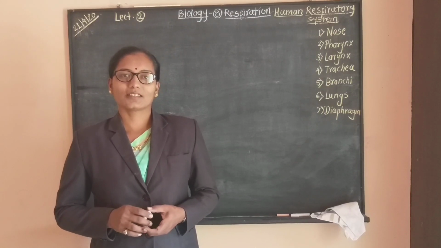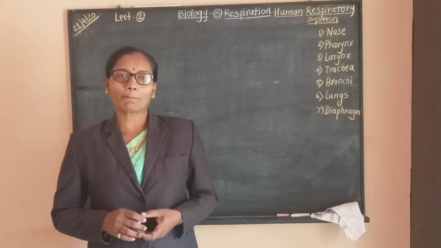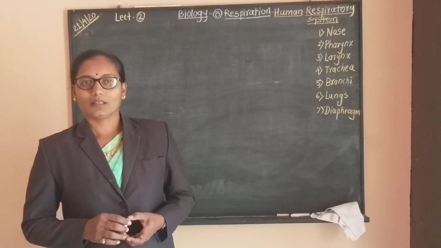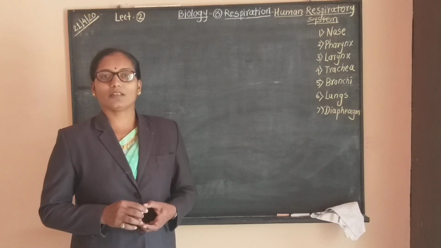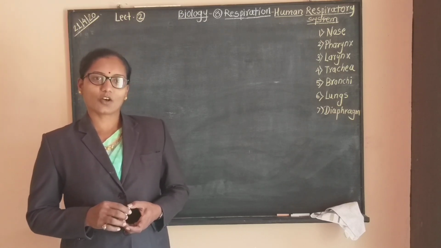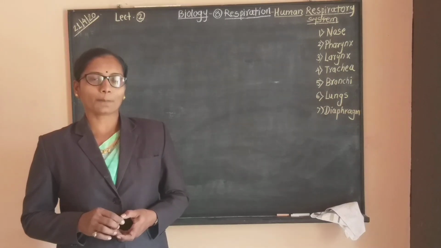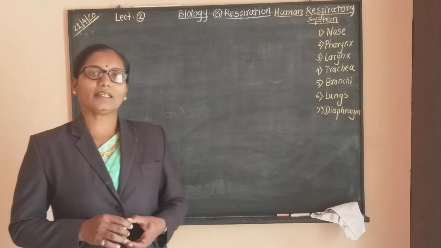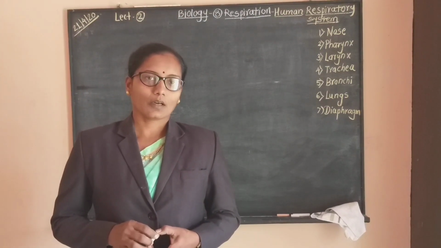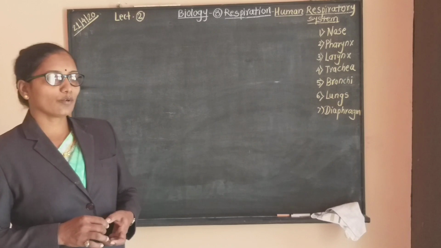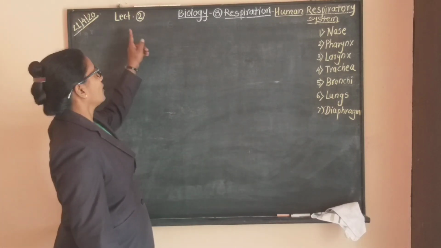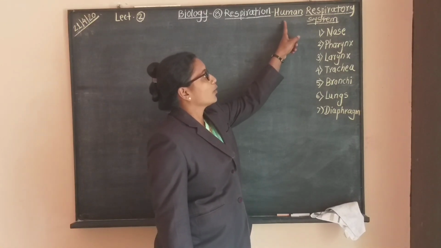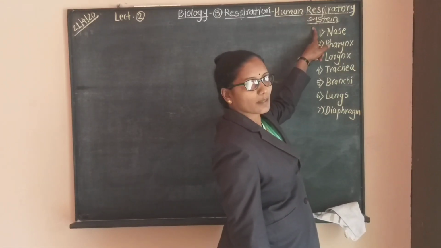Good morning students. Last time we studied the basic concept of respiration. Respiration is a biochemical process in which organic food is oxidized in the presence of oxygen and there is liberation of chemical form of energy, that is 38 ATP molecules. Now, under the same chapter, we are going to study the second lecture under respiration: the human respiratory system.